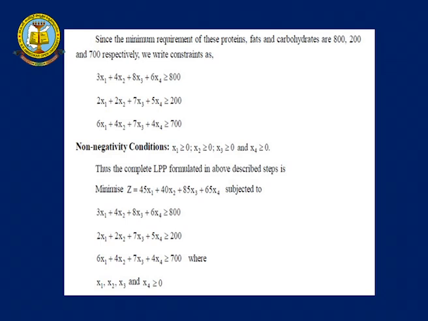And the non-negative condition, the last condition: whatever unknown variables we take must be strictly non-negative. That is, x1, x2, x3 and x4 must be greater than or equal to 0. So, this is the formation of LPP for the given table or given problem. Let me discuss one more example.